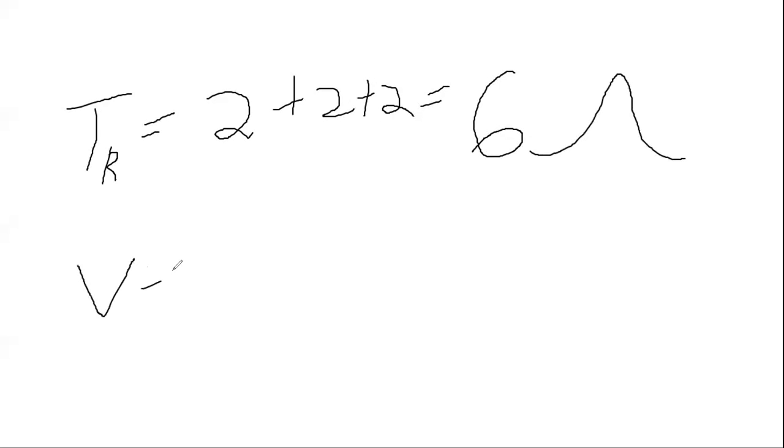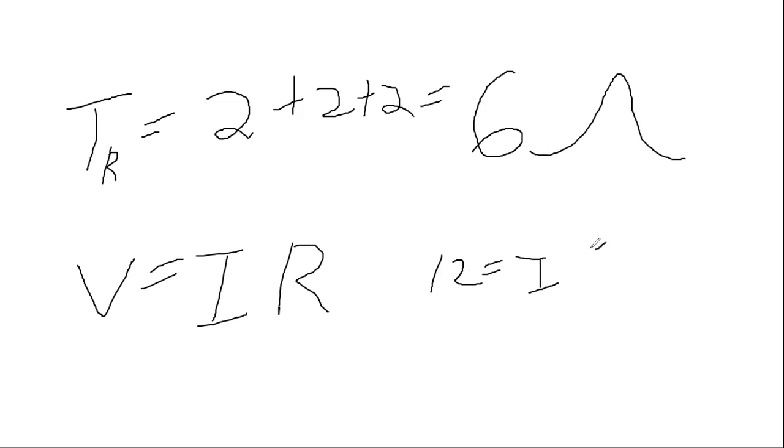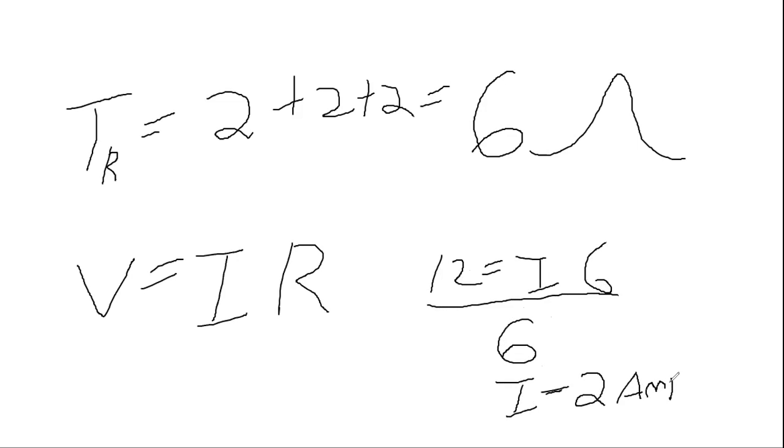And then to find the current, it's V equals IR, right? So we know the voltage is 12. We're looking for I, and the resistance is 6. All right, so to get rid of that 6, we divide both sides, and we get I is 12 divided by 6 would be 2. And the unit for current is amps. There you go. That's a series circuit problem.